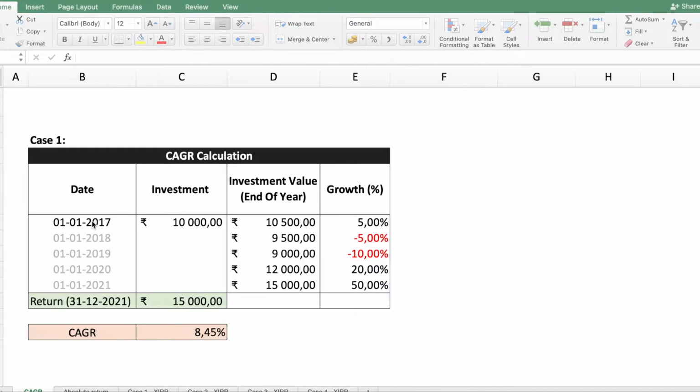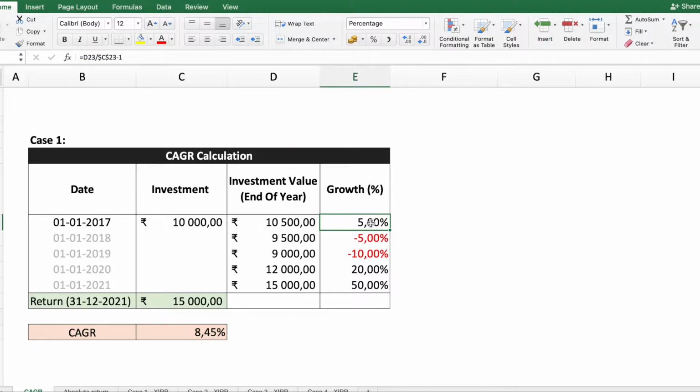So in this one, let's assume the 10,000 was invested at the beginning of 2017, and it was invested until the end of 2021. During this period of time, your investment value will sometimes go high, sometimes go down, so there will be many ups and downs, but the final value, let's say we have received, is 15,000 at the end of 2021, right? So it will be 15,000.